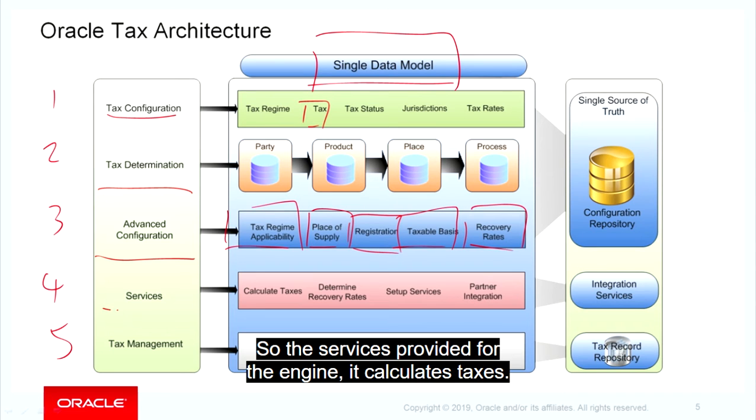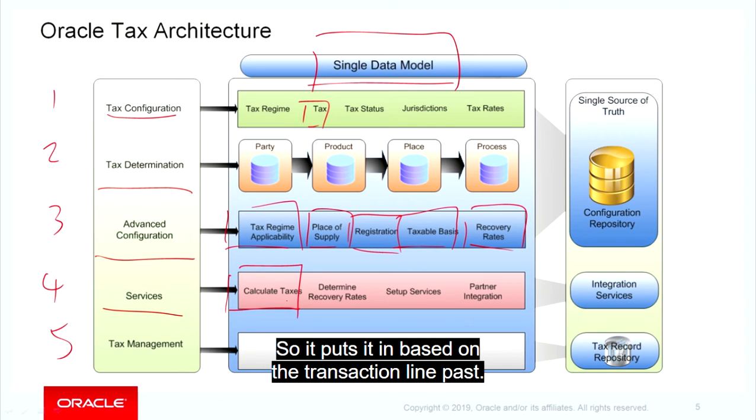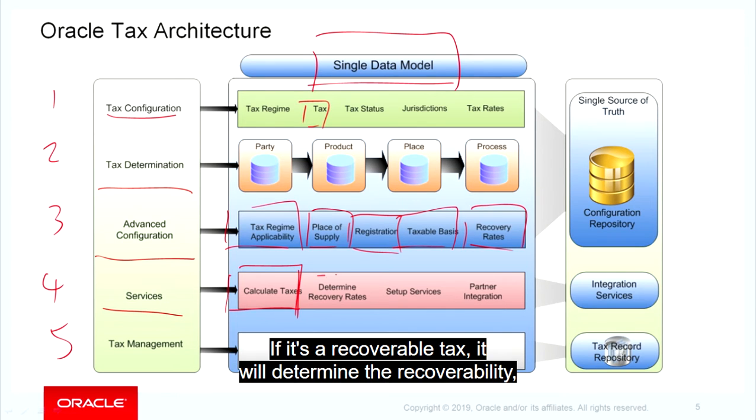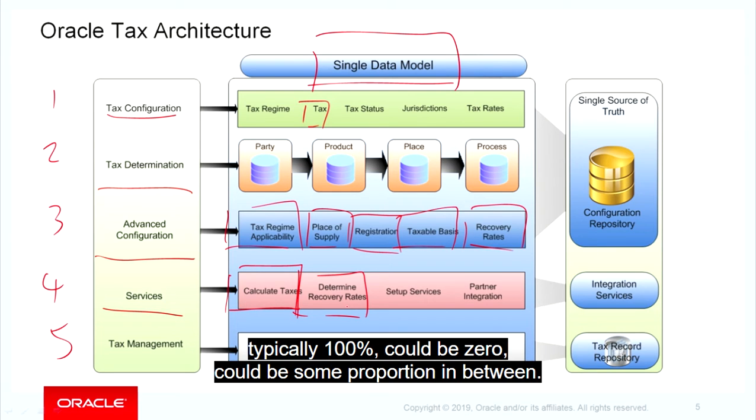So the services provided for the engine: it calculates taxes based on the transaction line passed. Ultimately it's going to calculate a taxable amount, and that taxable amount and the taxable basis will be passed into the repository. If it's a recoverable tax, it will determine the recoverability, typically 100%, could be 0, could be some proportion in between.